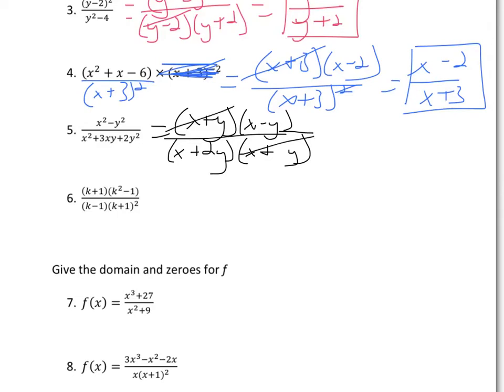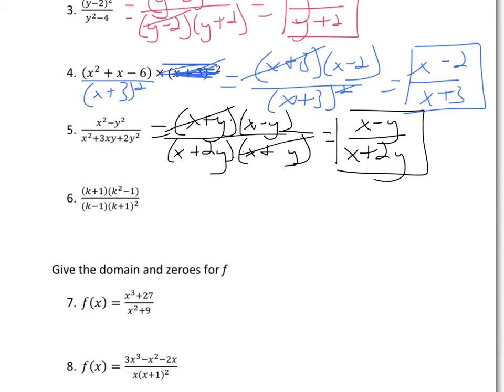So the x plus y's are going to cancel out, and you're left with x minus y over x plus 2y. Now don't forget that you can't do any canceling once you get here with these terms. When you're adding and subtracting, you can't do much canceling. It's only when you're multiplying, like here.